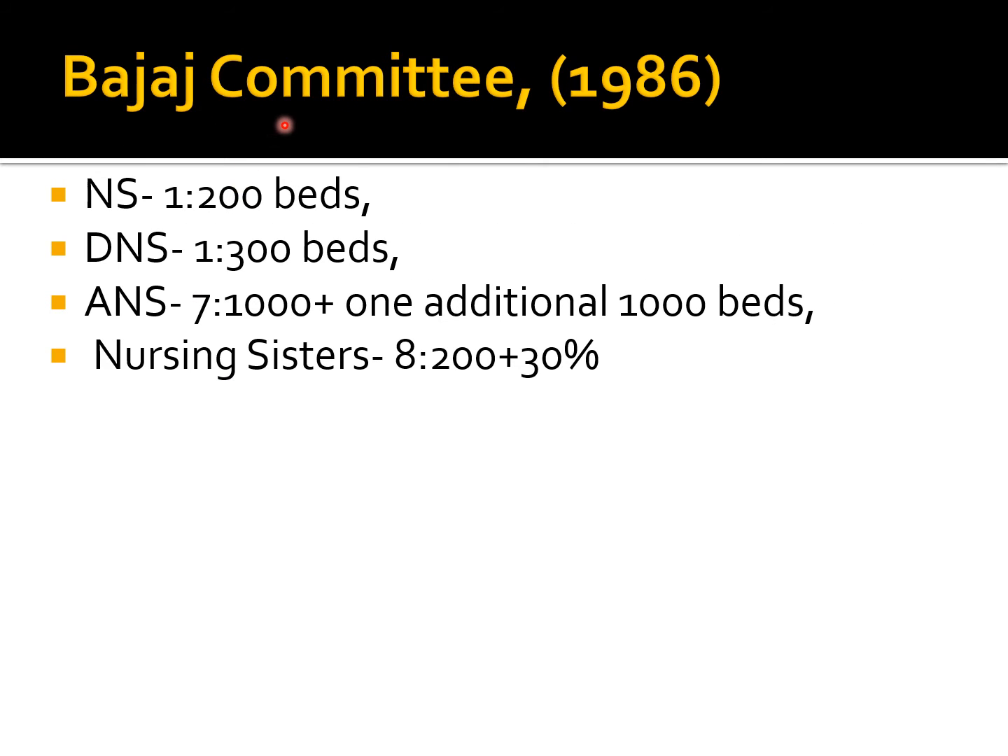The third committee is Bajaj Committee in the year 1986. The staff-patient ratio include nursing superintendent 1 for 200 bed, deputy nursing superintendent 1 for 300 bed, assistant nursing superintendent 7 for 1000 bed plus 1 additional for every 1000 bed. Nursing sisters or head nurses or ward in charges 8 for 200 bed plus 30% leave reserve.